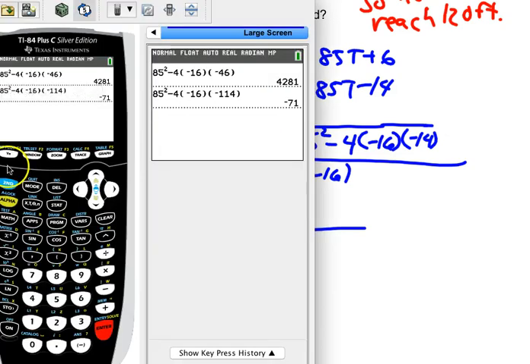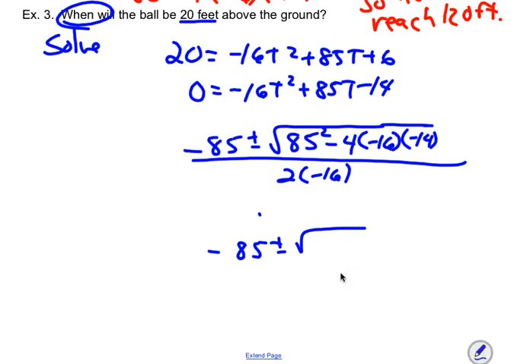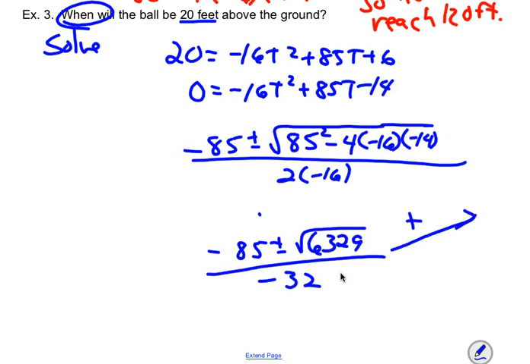So I'm going to hit second, enter, and change it to a negative 14 at the end. So I'm just going to get rid of one of those ones. So the discriminant is 6329. I get negative 32 on the bottom, and now I'm just going to put it in my calculator, and I'm going to get two answers. I'm going to do one for the plus and one for the minus.